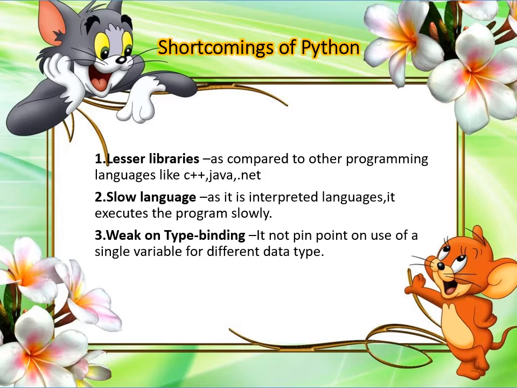One more drawback is type binding. One variable we can use for different data types, not like other languages. In C, if we declare one variable as an integer, throughout the program we can use it as an integer. But in Python, one variable we can use for different data types. So the type binding is very weak in Python.